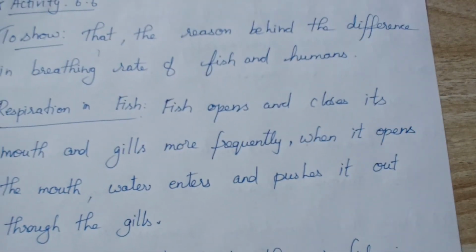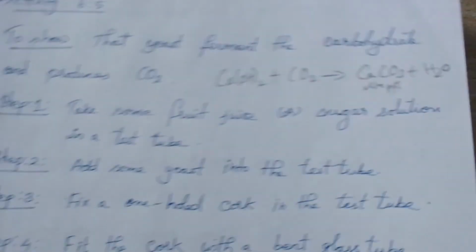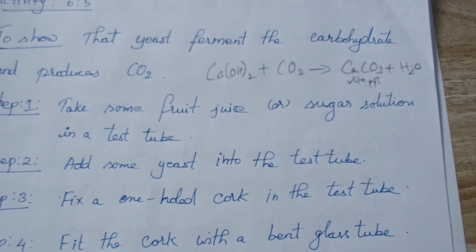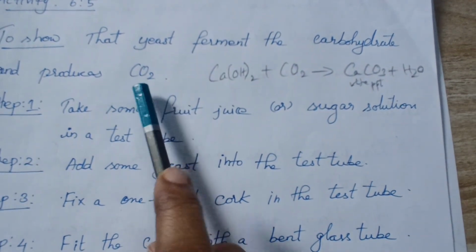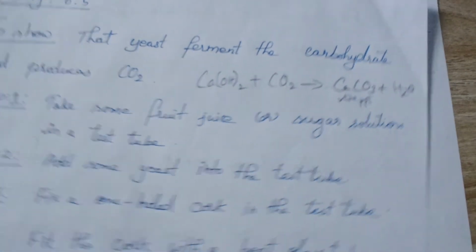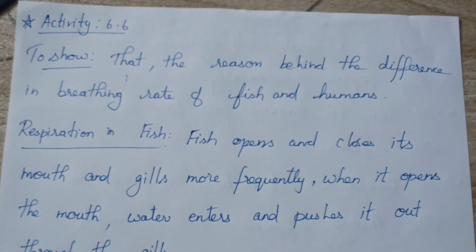So here the aim of this activity is to show that yeast ferments the carbohydrate and produces CO2. How will you check whether CO2 is produced? When this CO2 is passed over this lime water, it turns milky because of the formation of calcium carbonate. Okay, this is your activity 6.5. Next, activity 6.6. It's very easy.